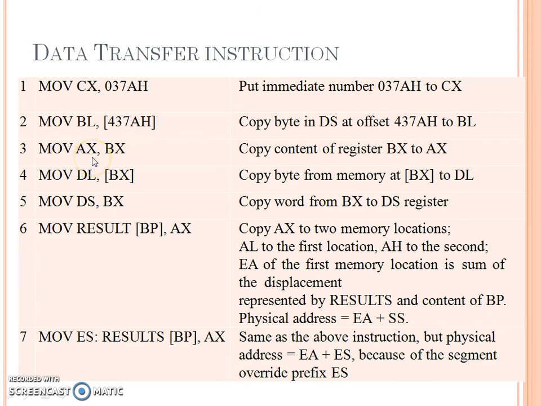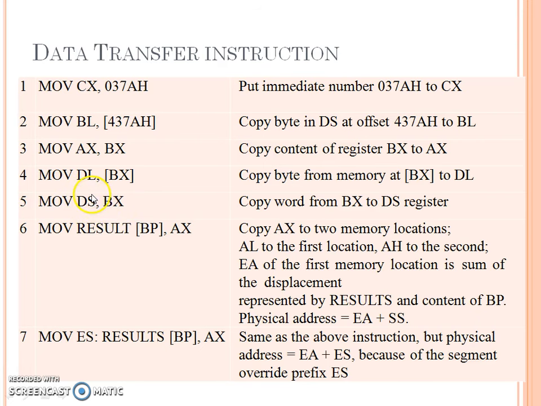If we remember our addressing modes, we can see that this is register addressing mode. Next, MOV DL, [BX], again the destination is a byte. It means that we will take a byte from this location and transfer it to DL. Next is MOV DS, BX. BX is a 16-bit register.